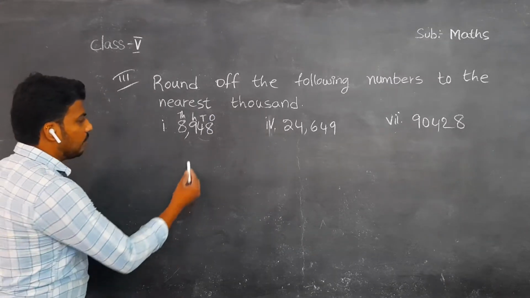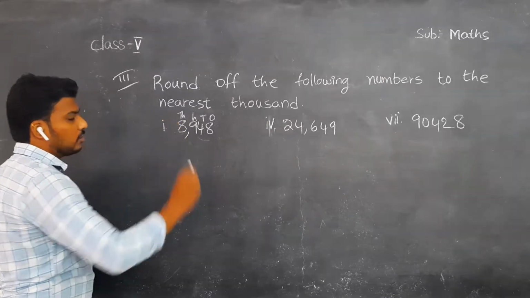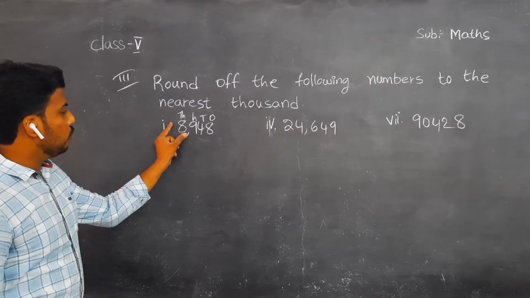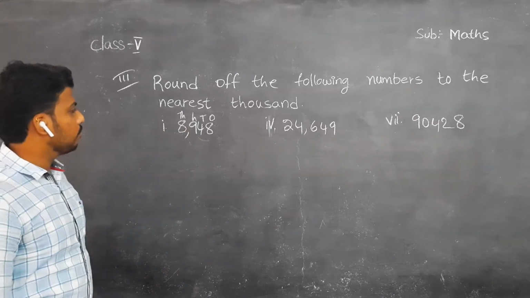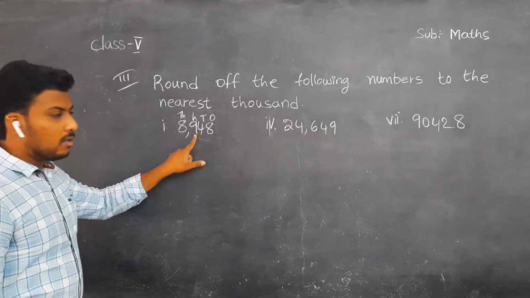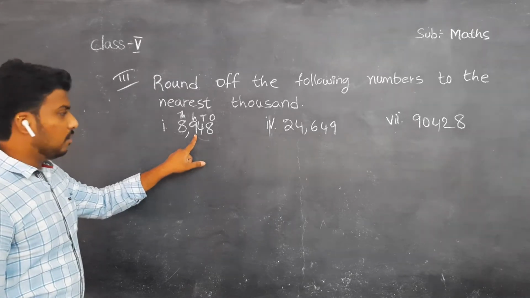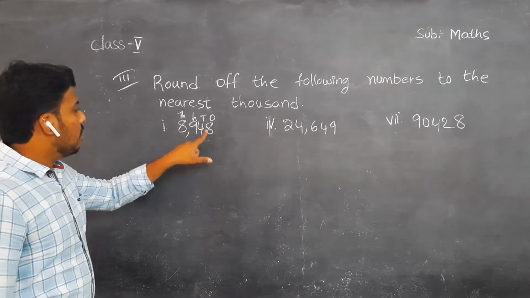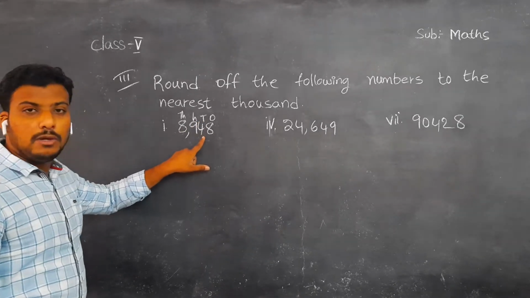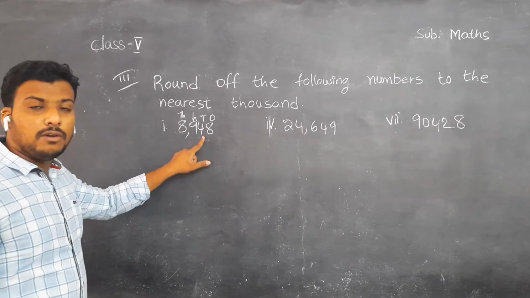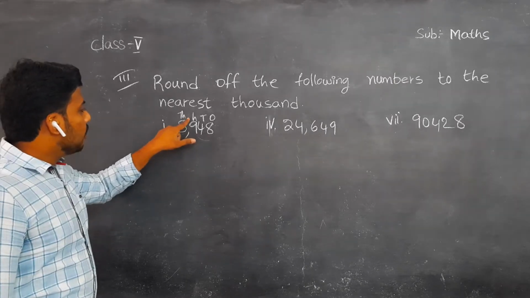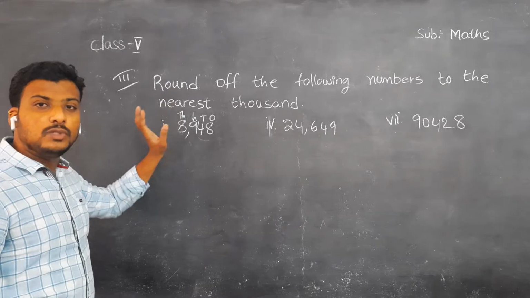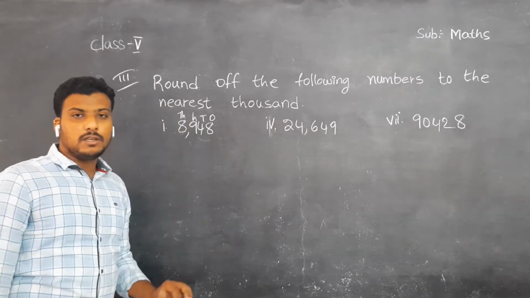So here they given ones, tens, hundreds, thousands. If we want the nearest thousand, we have to check for what? Hundreds. Understand, children? In the place of ones, 8. We should not conclude from that. And in the place of tens, the value is 4. We should not conclude from that too. And in the place of hundreds, the value is 9. But the place of hundreds is very important for thousands.